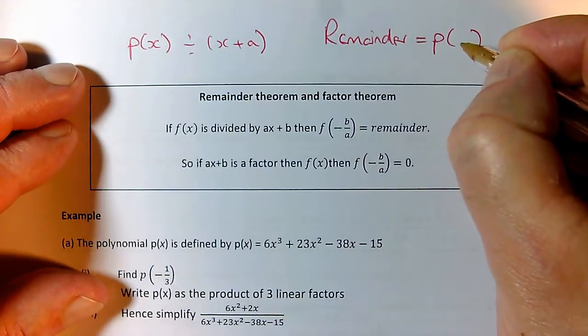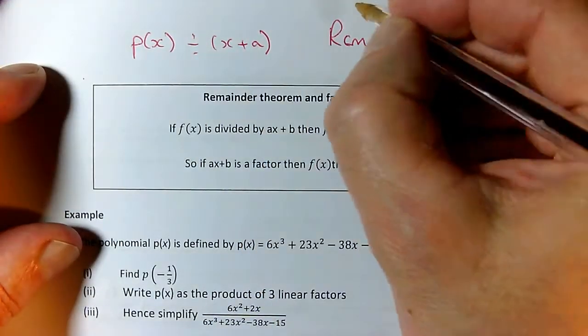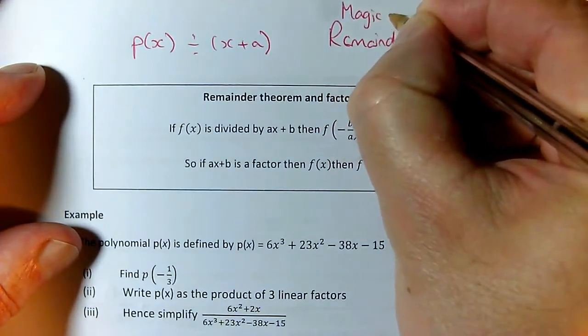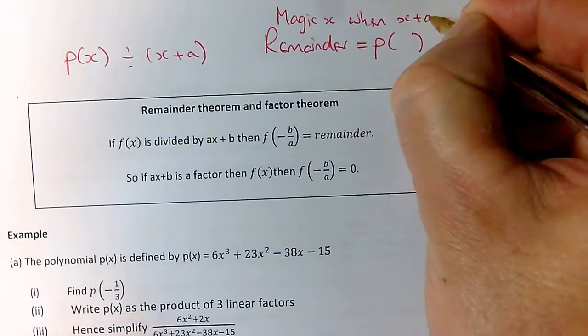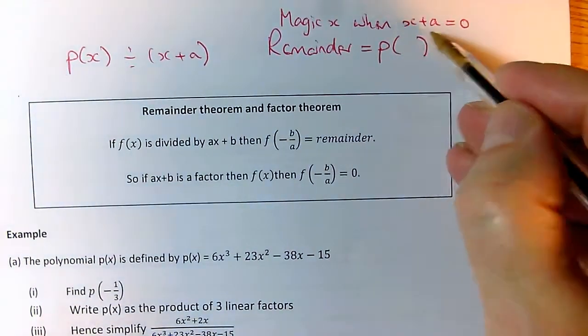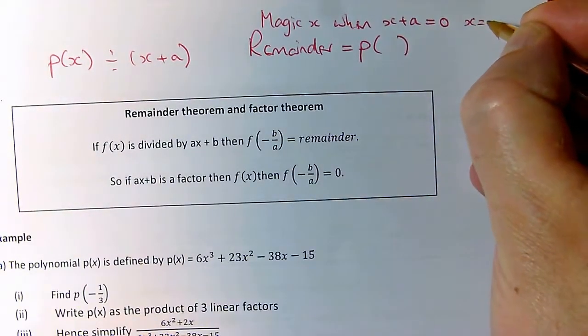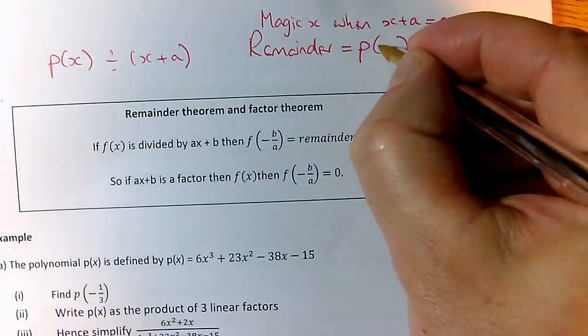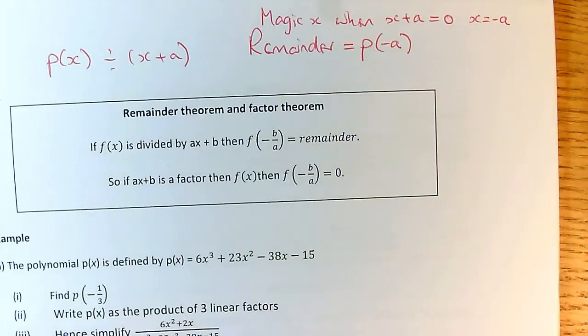What value do I need to substitute into my polynomial? Well, I look at my factor, in this case it's x plus a, so what I call the magic x is the value of x that makes the thing I'm dividing by, x plus a, equal to 0. The reason for this was explained in core 1. So what value of x makes the bracket 0? The answer is x plus a equals 0 when x equals minus a. So you get the remainder by doing p of minus a, and if the remainder is 0, then that shows you that it's a factor. So the factor and remainder theorem are basically the same thing. The factor theorem is the comment you make when you get a remainder of 0.